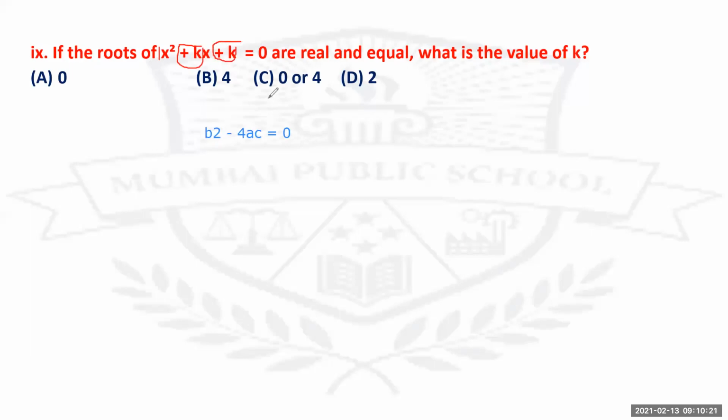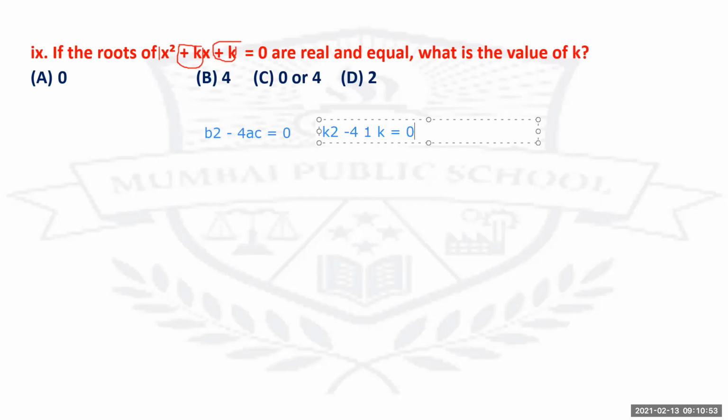So you will just substitute all those values. Once you substitute, you'll get k square minus 4. The value of a is 1, and the value of c is again k. So you'll get k square minus 4k equals to 0. Is this clear to all the students?